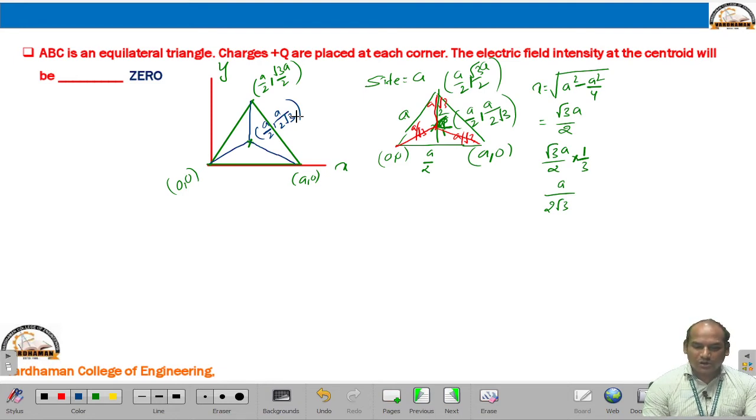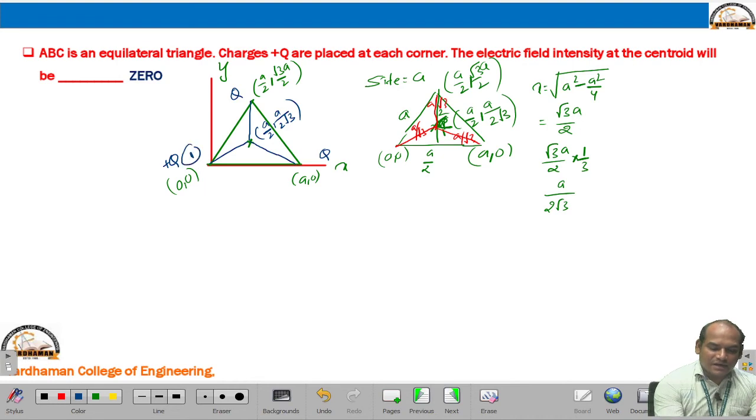Okay, now what we need in the sense, at the centroid we have to calculate the total electric field due to the 3 charges which are available at the 3 vertices of the equilateral triangle, plus q, plus q, plus q, this is the thing. So I am giving the numbering here, this is 1, this is 2, this is 3, and centroid is represented with C.